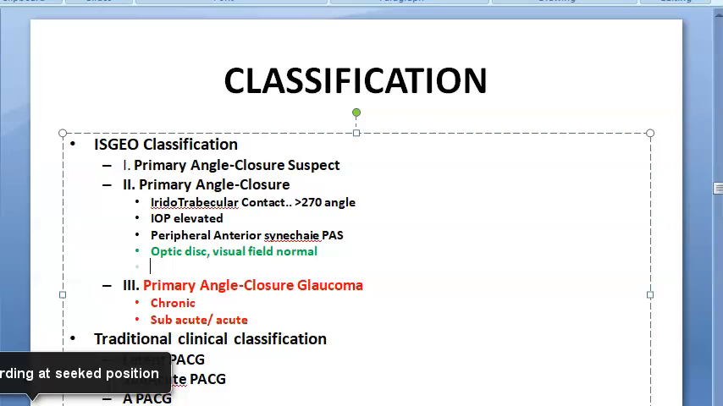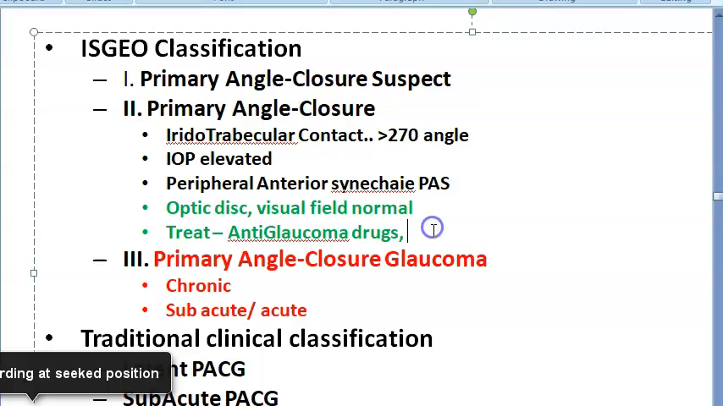Can you talk about angle closure? What treatment will you give? You can give them anti-glaucoma drugs. In this case, you can give IV mannitol, then glycerol, etc. Then you can give systemic anti-glaucoma drugs to lower the intraocular pressure, like carbonic anhydrase inhibitors such as acetazolamide. Then you can even put some topical anti-glaucoma drugs like beta blockers and alpha adrenergic drugs.